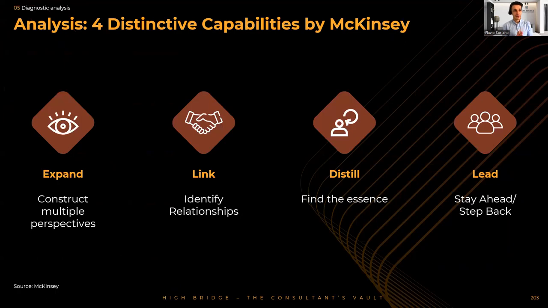McKinsey speaks about 4 distinctive capabilities for great analysts. Expand. So the first skill is expand, to construct multiple perspectives on a problem and look from different angles. Very difficult skill. Link, identify relationships, and see what is causing what, like systems thinking. Distill, find the essence, also very useful, very rare skill. What is the core thing behind this?